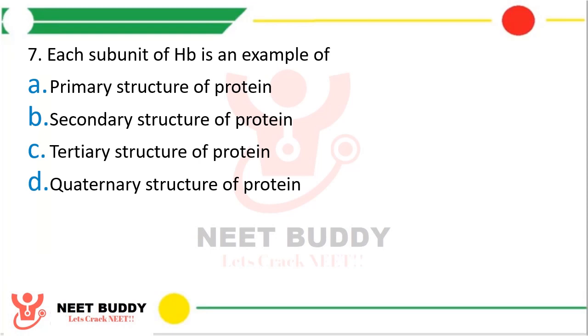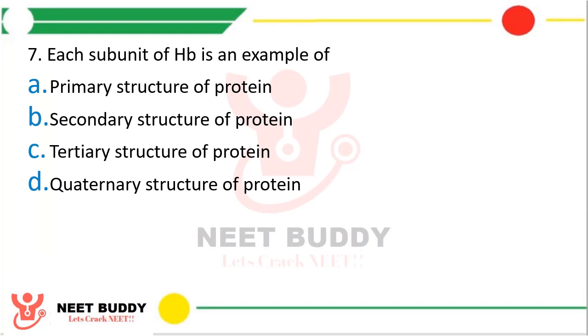Question 7. Each subunit of hemoglobin is an example of: option A, primary structure of protein; option B, secondary structure of protein; option C, tertiary structure of protein; or option D, quaternary structure of protein.